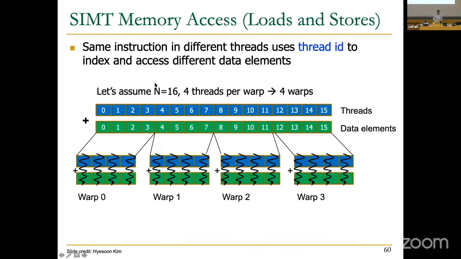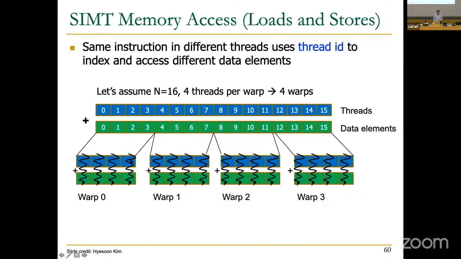So if you assume a thread count of, let's say, 16, and you have 4 threads per warp, what you're really operating on is these 16 threads over here, and each of them is essentially operating on 16 data elements. And each warp essentially looks like this.